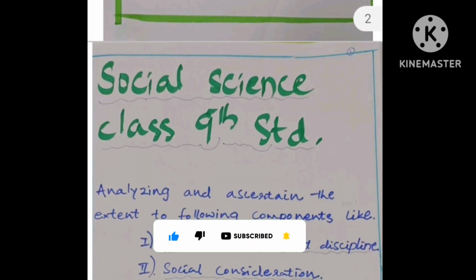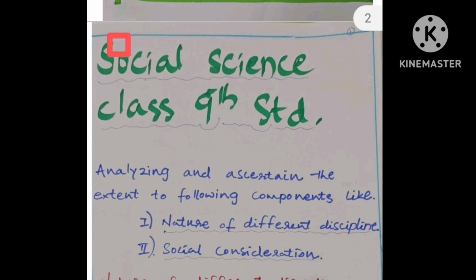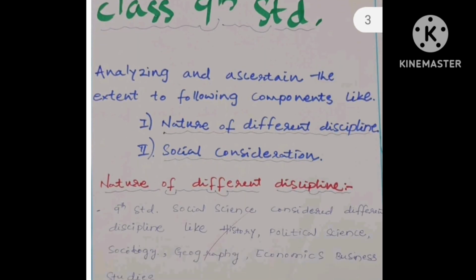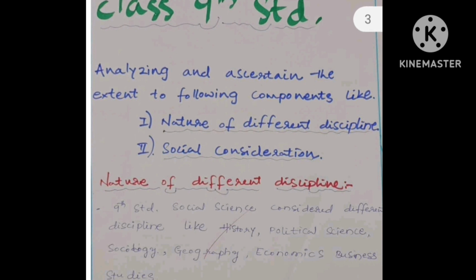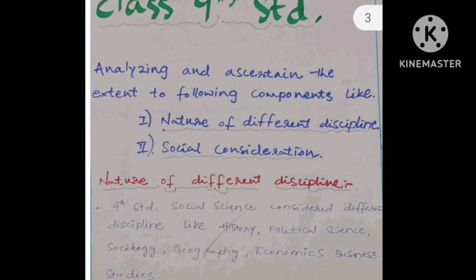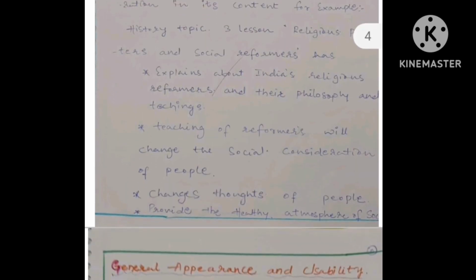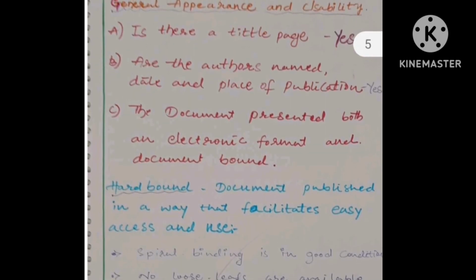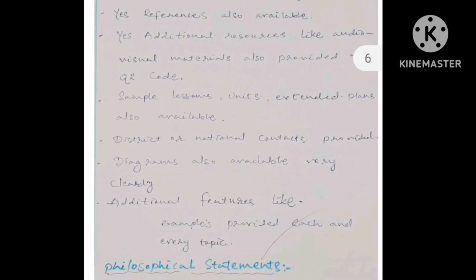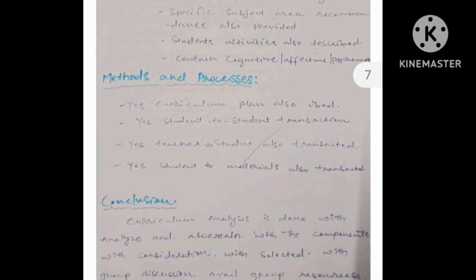Yes, I did some curriculum analysis for social science class 9 subject, as you can see here, analyzing and ascertaining the extent of the following components, like nature of different disciplines. Second one is social consideration. You can see here my explanations. I will give you all of these notes as PDF. If you want, you can directly WhatsApp me. Yes, you see here philosophical statements and content, methods and process, and finally conclusion.